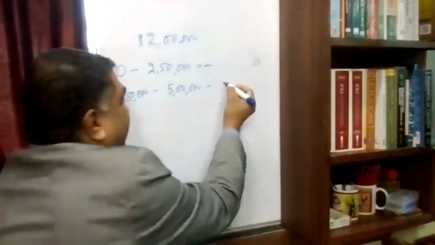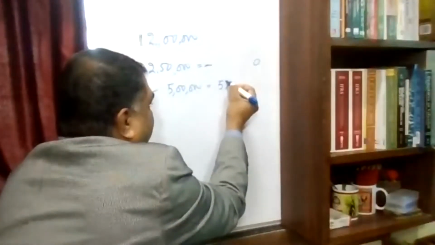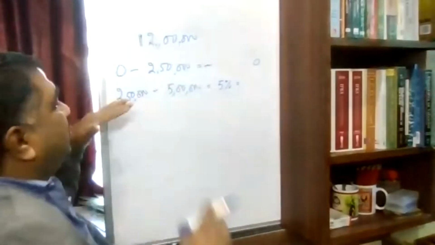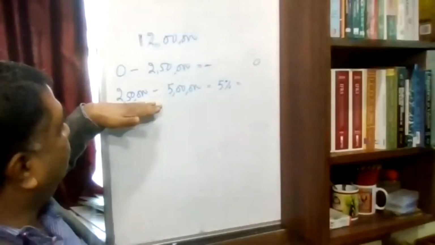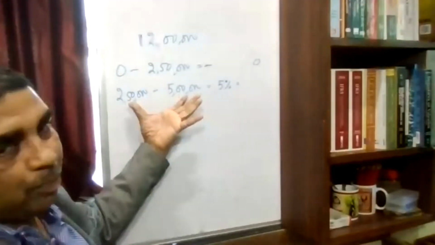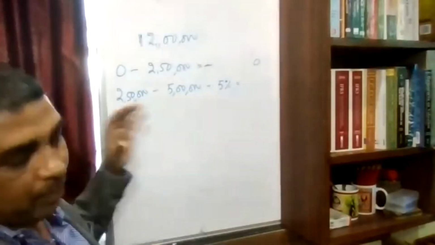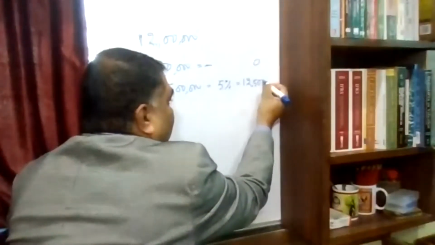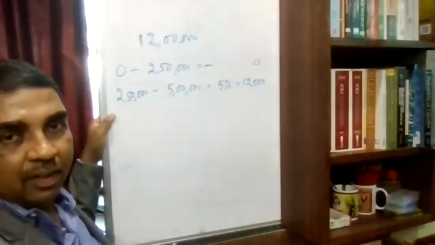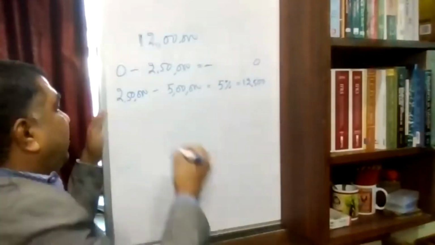Okay, so here the tax rate will be 5%, but 5% of this gap, because the first exemption limit is over. So next is 2.5 lakh to 5 lakh. This gap is 2.5 lakh. On that, 5% comes to 12,500. Right?